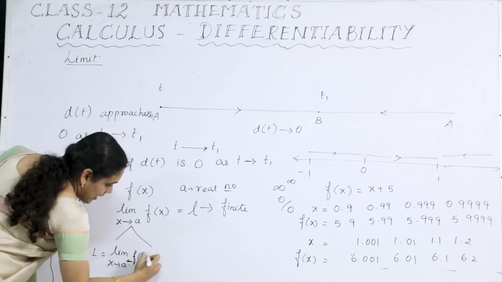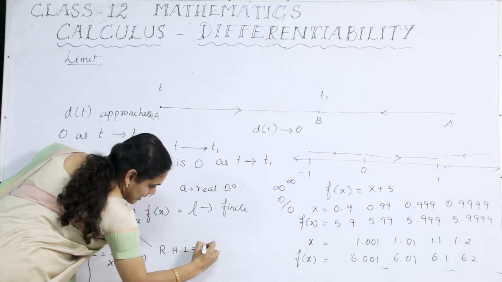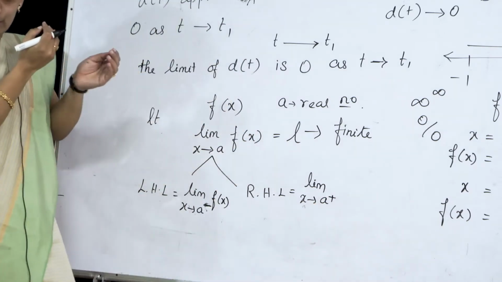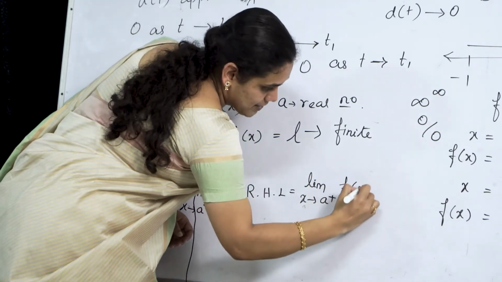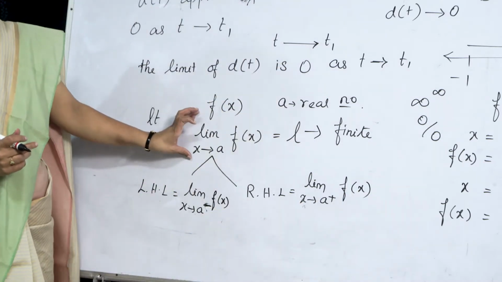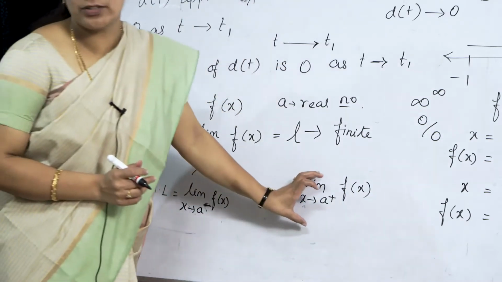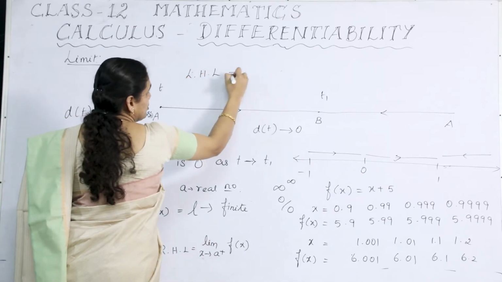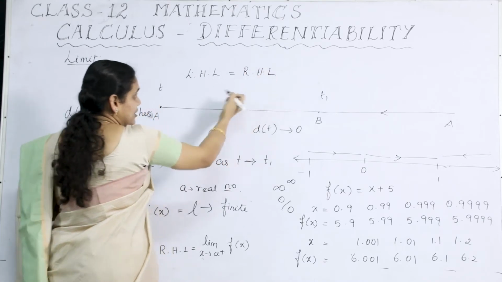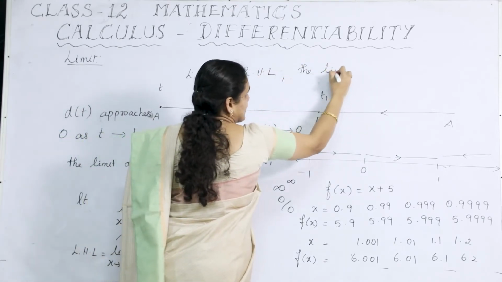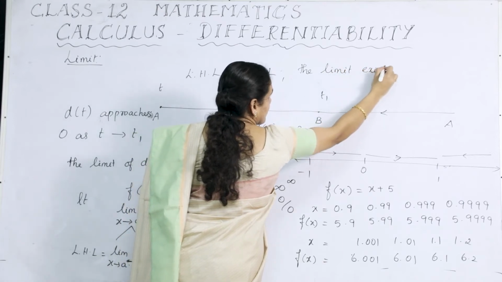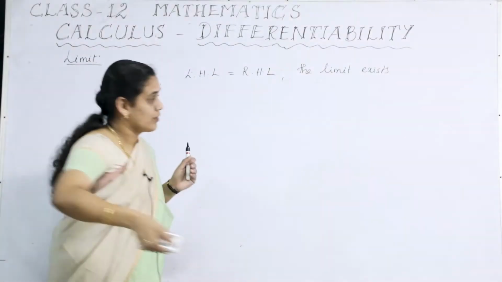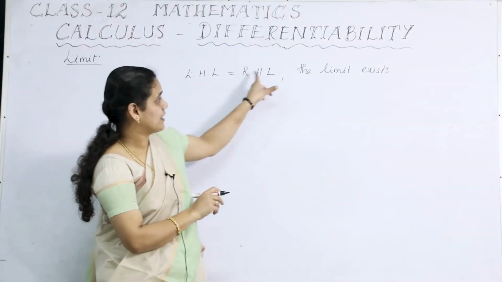So f(x), and the right hand limit we write as limit x tends to a plus, because x is greater than a, we are approaching a from the right. Therefore, limit x tends to a plus f(x). We say that the limit exists only when LHL is equal to RHL. If LHL is equal to RHL, then we say that the limit exists. When LHL is equal to RHL, the limit exists.